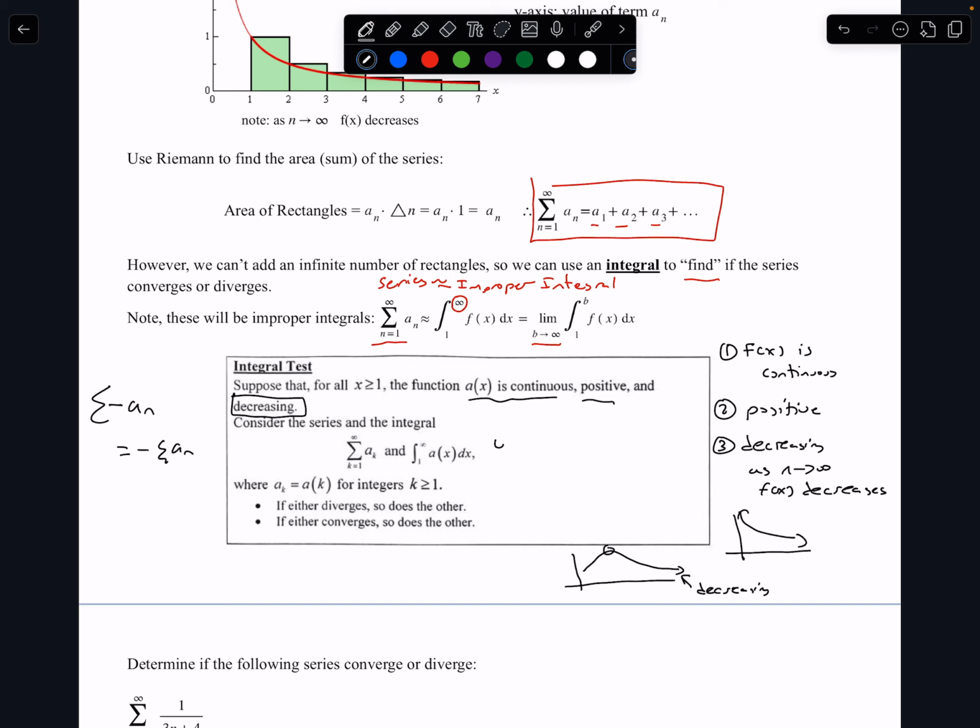All this says is that we can use the integral to find the series. And here's what it says. If either diverges, so does the other. In other words, if the integral diverges, so does the series. If the integral converges, so does the series. We sometimes say that the integral and the series go hand in hand.